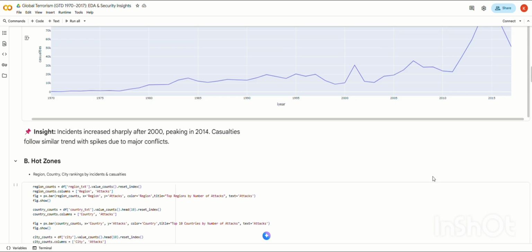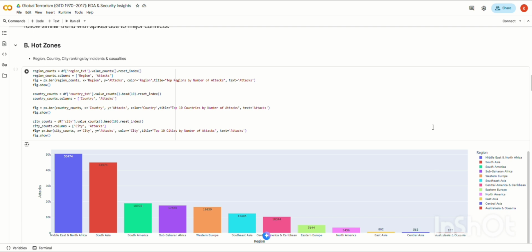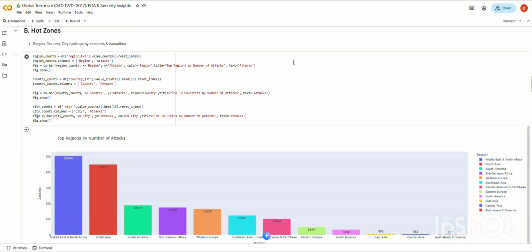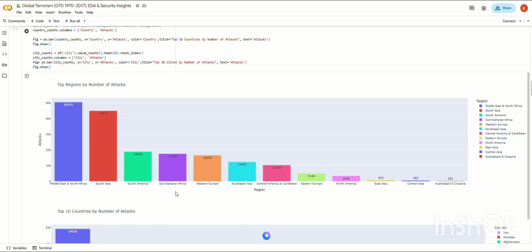Now, let's move from time to geography and identify the global hotspots of terrorism. To do this, first I grouped the dataset by region and counted the number of incidents. Then I plotted them to see which areas stand out the most. When we look at regions, the result shows that the Middle East and North Africa, South Asia, South America, and Sub-Saharan Africa are the most affected regions. Together, these regions account for the majority of global incidents, highlighting the need for stronger international cooperation and intelligence sharing among nations in these zones.